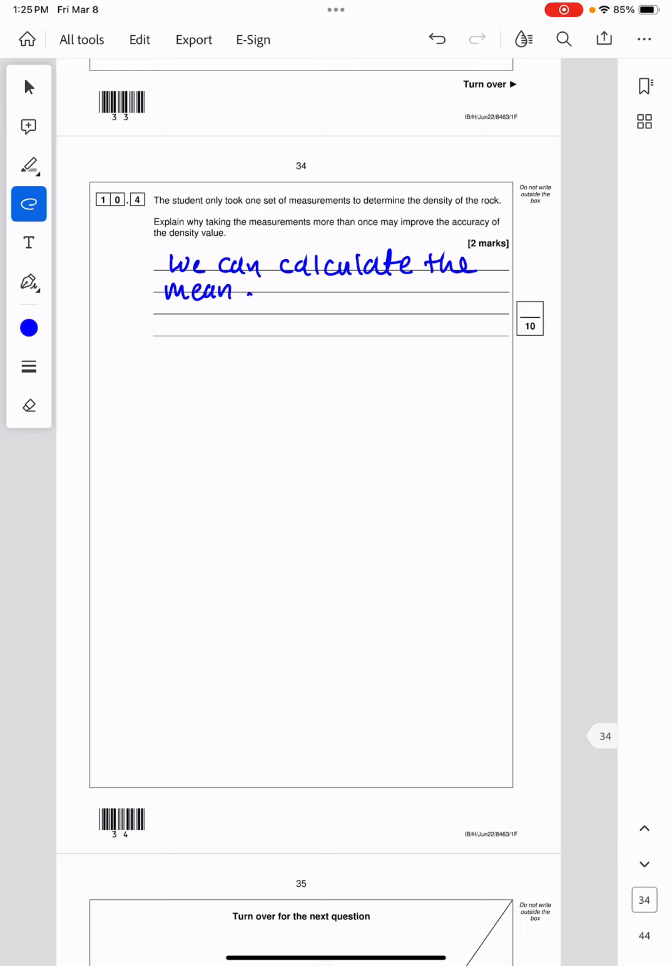But if you know, we're going to go to the next one, because here it has 2 marks, so that's not a full answer. They're asking for something else. Number 1, because we can calculate the mean. The mean is the closest to the real result, in this case the real density. But number 2 is to reduce the effect of random errors. And that's the end of this question. Man, that took so long. Sorry, guys.